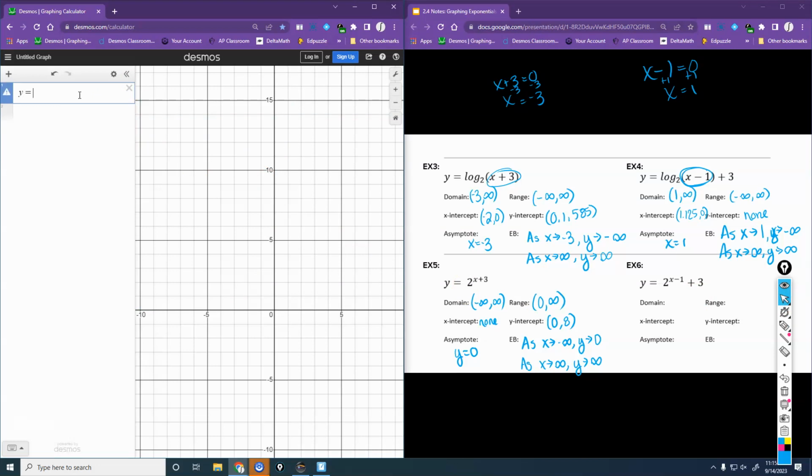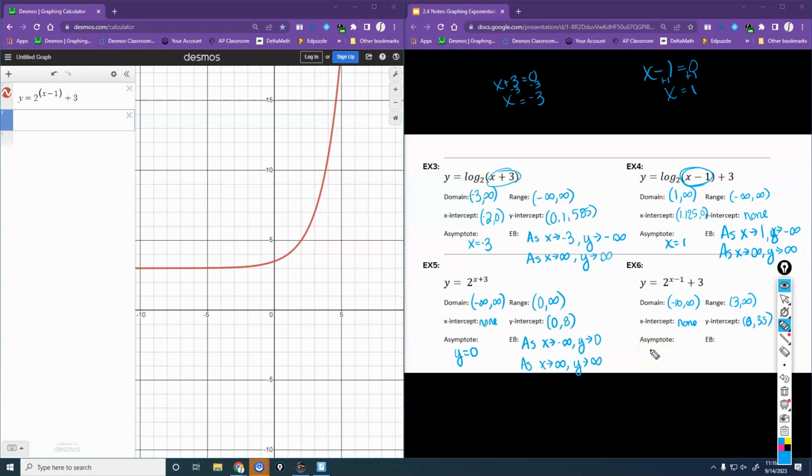Y equals 2 to the x minus 1 plus 3. All right. Okay. For this one over here, what did you guys get for domain? Very good. What about the range? Very good. 3 to infinity. X-intercept? None. Y-intercept? 0, 3.5.